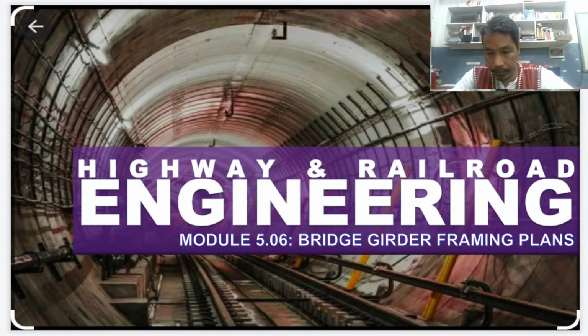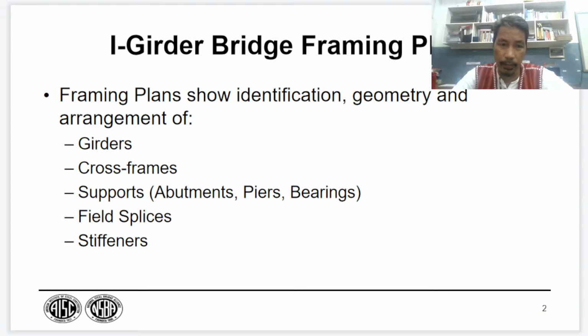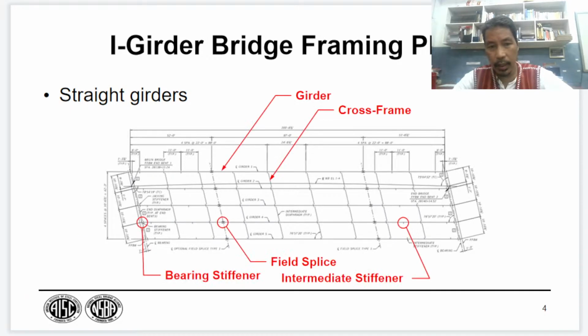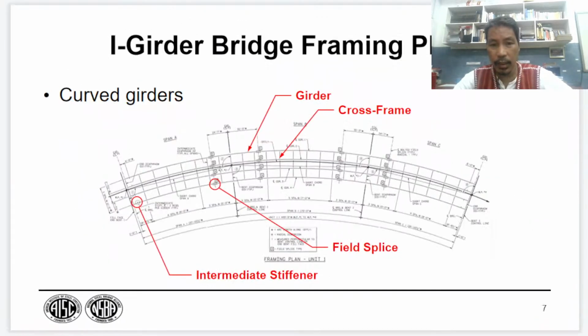So we started with framing plans that would show 5 different things. What are the 5 different things that we were shown? We have the details of girders, cross frames, supports, field splices, and stiffeners. Every one of these, we already have the detailed discussion and explanation. What do we mean by support? Abutments, piers, bearings. We showed you everything about this.